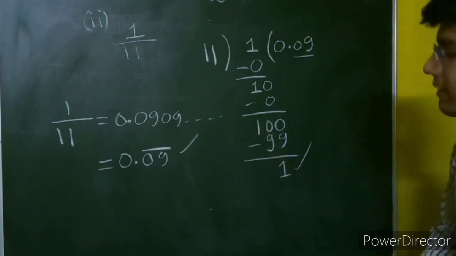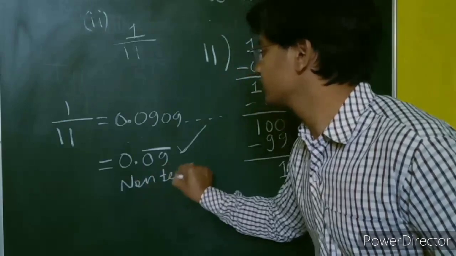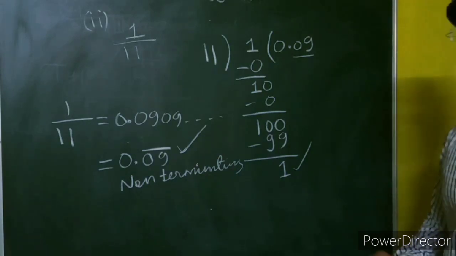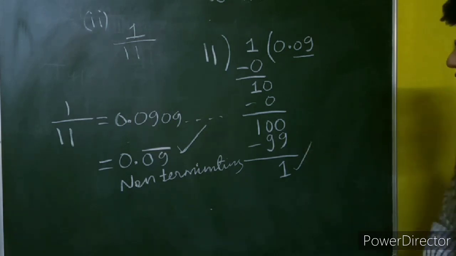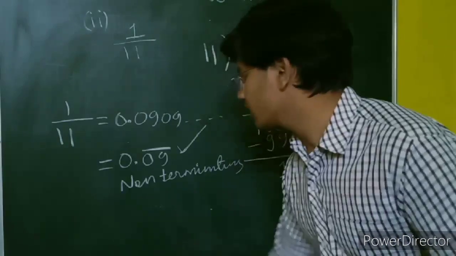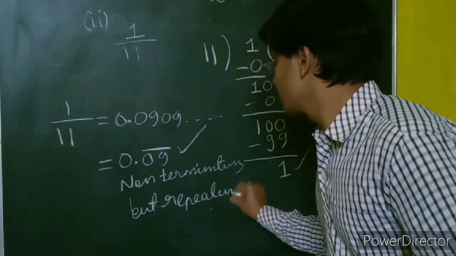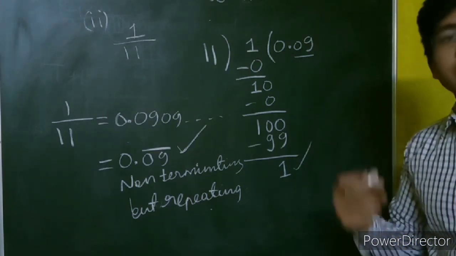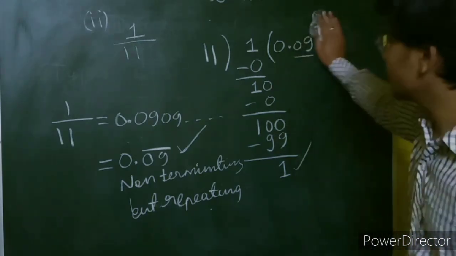Now which type of decimal expansion is it? It is non-terminating. Now the question should come in your mind, why is it non-terminating? It is non-terminating because remainder is not coming 0. And non-repeating. Sorry, non-terminating but repeating. Why is it repeating? Because this 090909 is coming again and again. That's why we will say it is non-terminating but repeating. Okay. Now our third question, 4 1 upon 8.